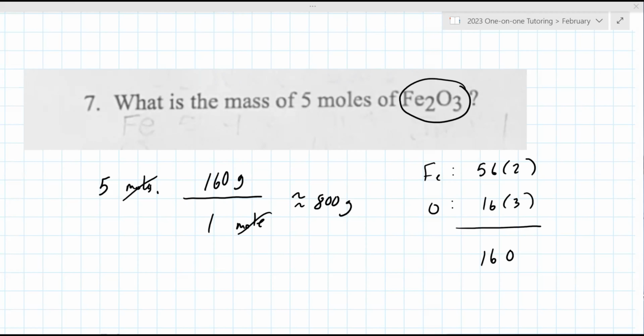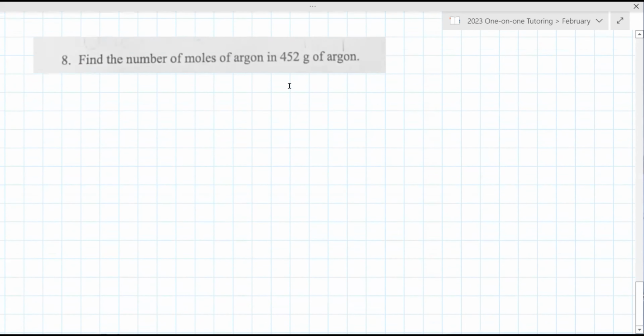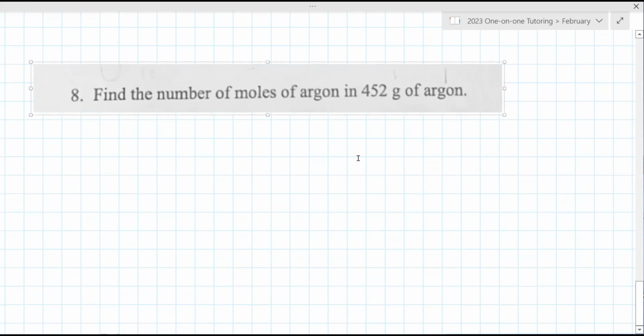All right, number 8. Find the number of moles of argon in 452 grams of argon. So you have to find the molar mass of argon. And I couldn't tell you. I'd say it's 39.948, so maybe 39.9-ish. I'm going to go 40 just to keep it simple. But it depends on your teacher if they want you to be accurate out to a bunch of decimal places.